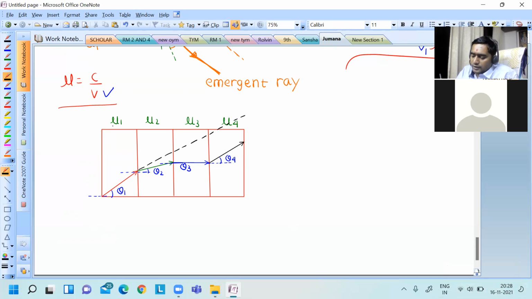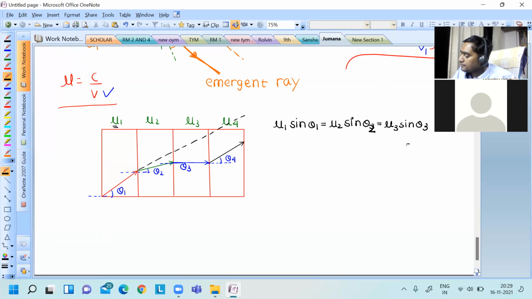So the product of the refractive index and the sine of the given angle remains constant. For the first medium, it is mu1 times sine theta 1. For the second medium, mu2 times sine theta 2. Then for the third medium, sine theta 3, and for the last, sine theta 4.